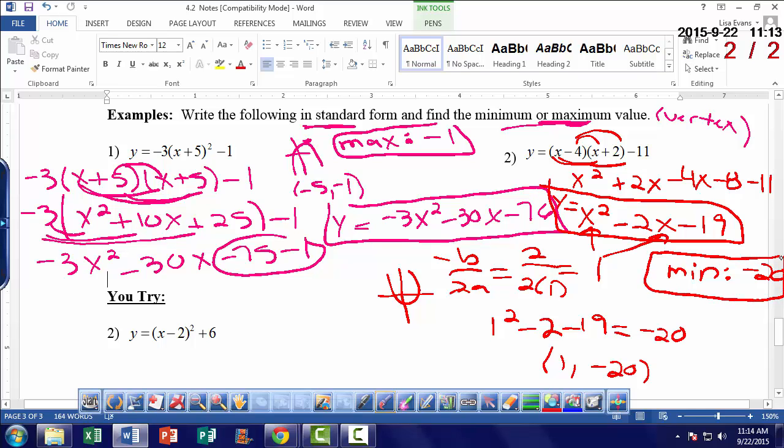Okay? Now, I want you to pause the video and try the U-try on your own. This U-try is going to be exactly like this problem. We are going to find the minimum or maximum value first. Then we're going to FOIL this out and add like terms to find our standard form.